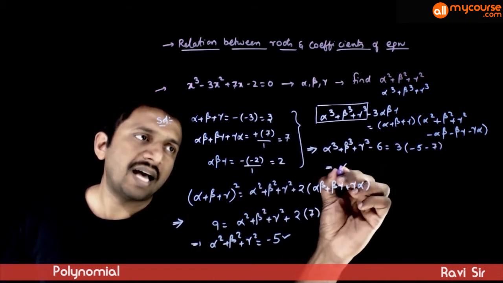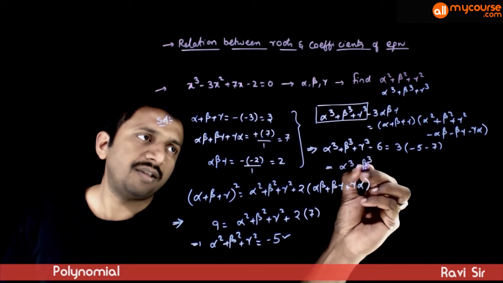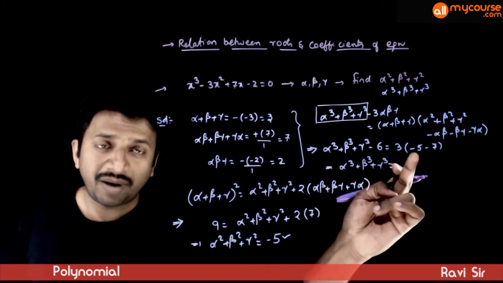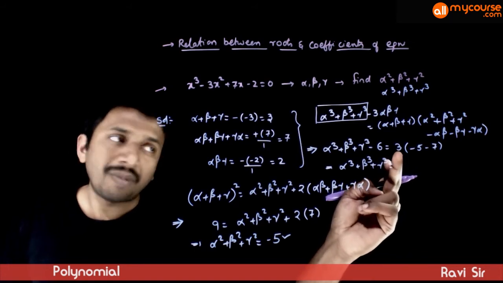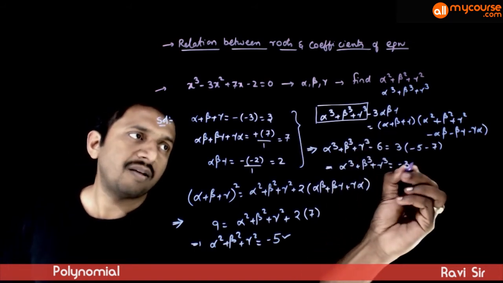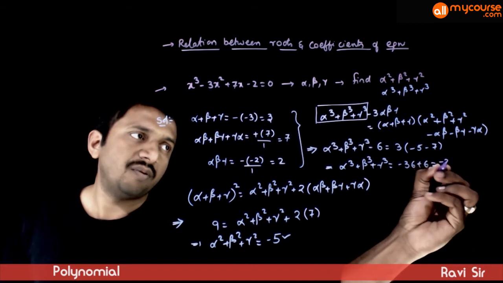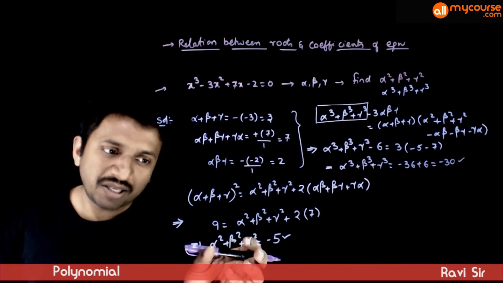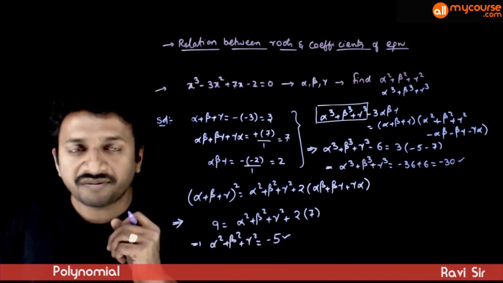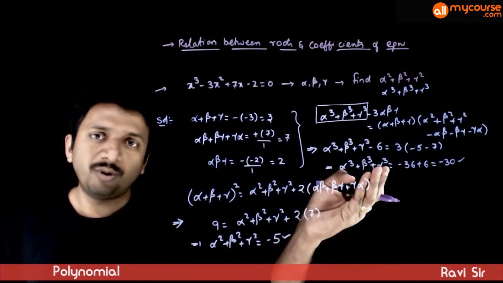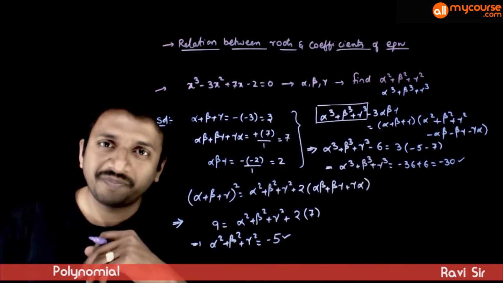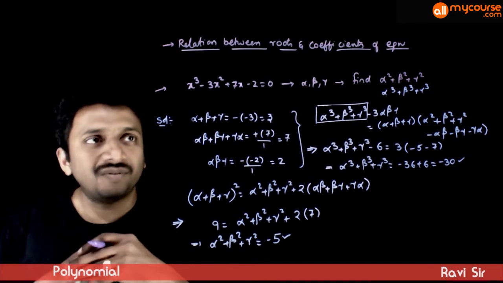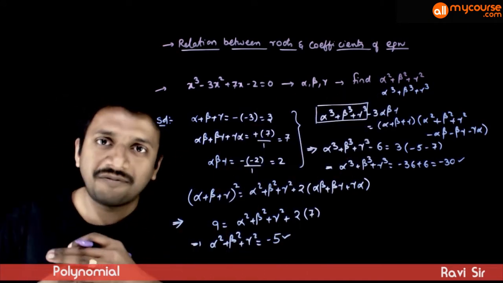So this implies alpha cube plus beta cube plus gamma cube is equal to 3 times (minus 5 minus 7), which is minus 12 into 3, minus 36, plus 6, which will be equal to minus 30. So alpha square plus beta square plus gamma square is minus 5. Alpha cube plus beta cube plus gamma cube is minus 30. So similarly, you can find various expressions which are formed out of alpha, beta, gamma.